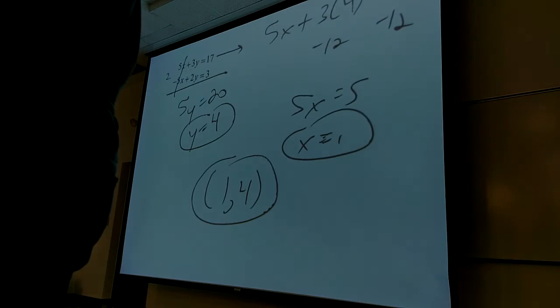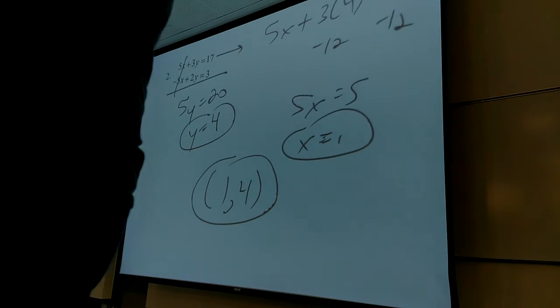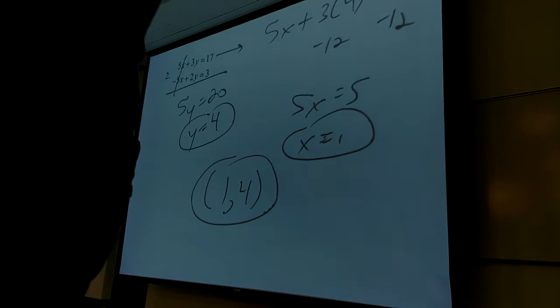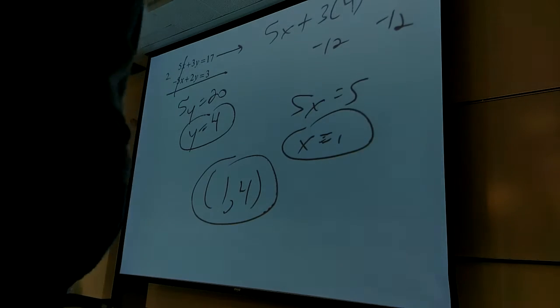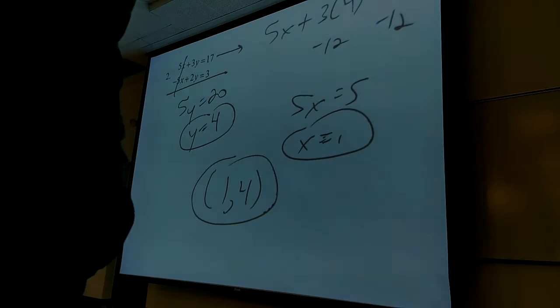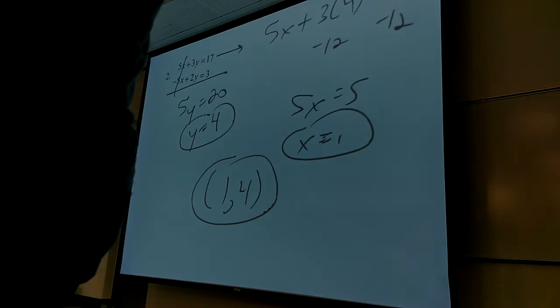It was already set up that the x's had the same coefficient, different signs. They're going to die. I let them die, and I figure out what y is. Once I know either letter, here I know y, I plug it into either one and solve for x.